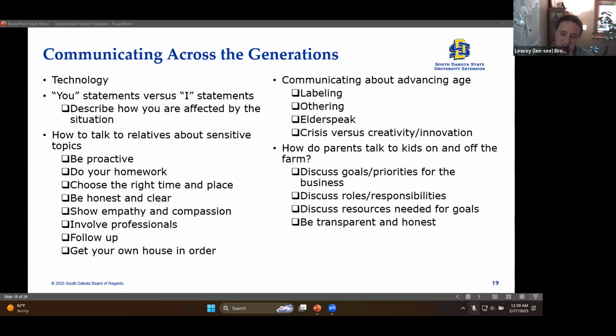Involve professionals. There's just going to be situations, especially when you're dealing with, like, my wheelhouse, elder law, end of life, estate planning. You're going to have to involve professionals. I do not recommend downloading forms or anything like that. You need to work with a professional.